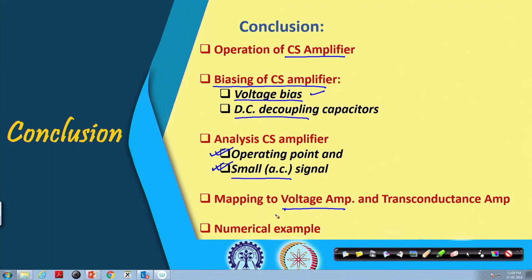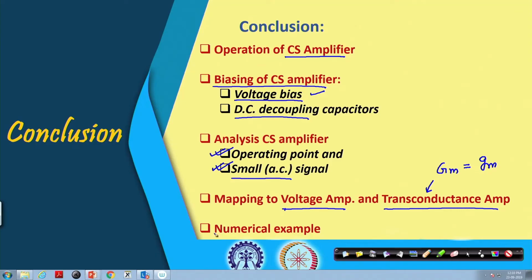The other possibility of mapping the common source amplifier is as a transconductance amplifier, where the input remains voltage and the output is in the form of current. And in the transconductance amplifier, what you have seen is that the transconductance of the amplifier is incidentally the same as the transconductance of this MOS transistor.